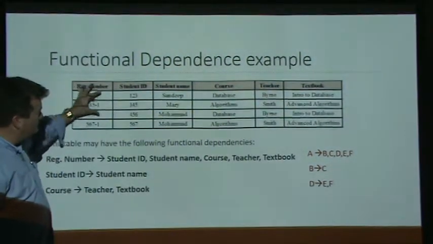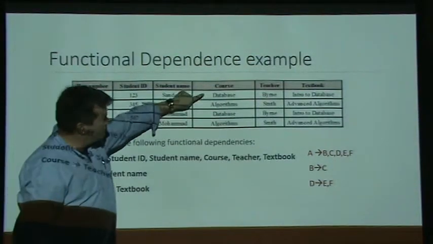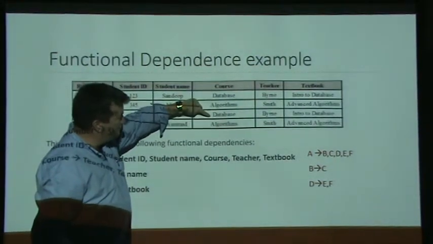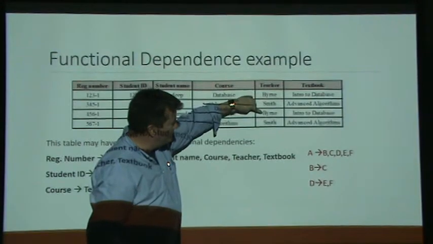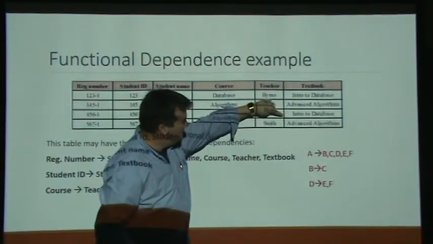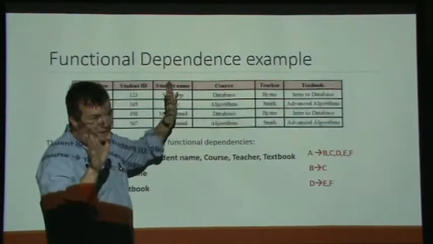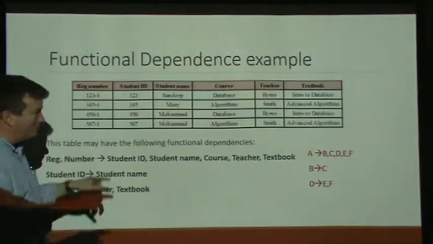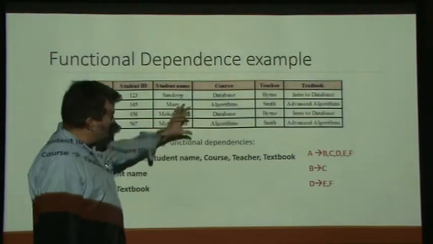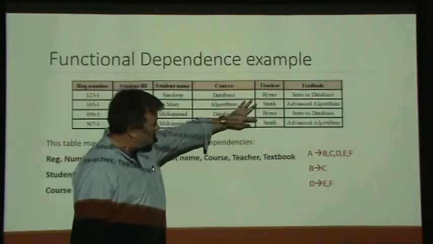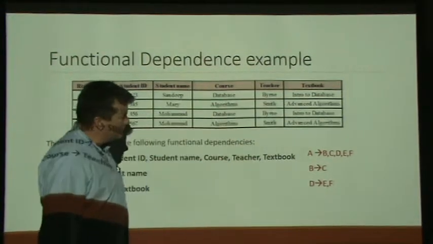So if two different students take the same course, two different students are taking the same database course, they're going to have the same teacher and the same textbook. So at this university, there's only one database course. You can't have two different teachers for a database course. And the algorithms course has the same professor and the same textbook again.